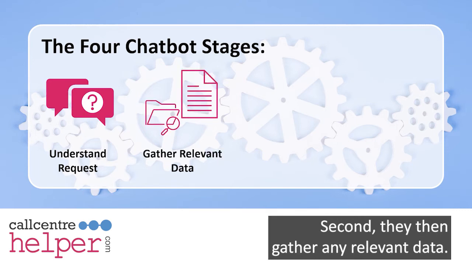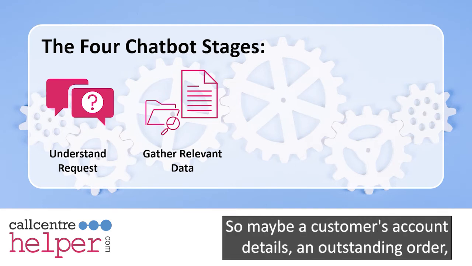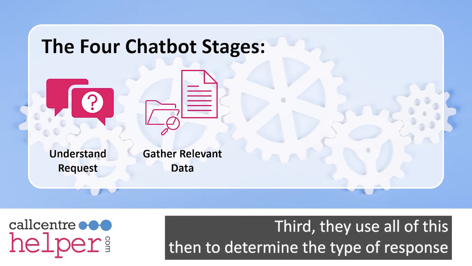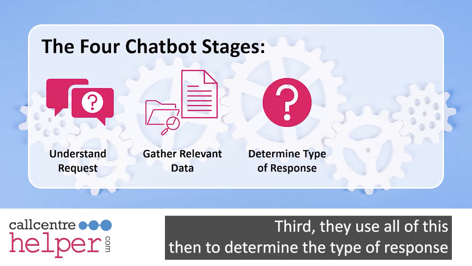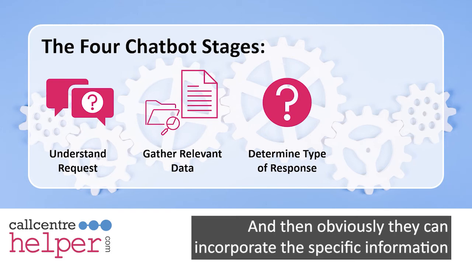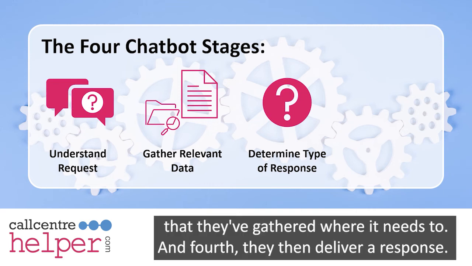Second, they then gather any relevant data. So maybe a customer's account details, an outstanding order, product information, whatever's appropriate to the query. Third, they use all of this to determine the type of response, and they'll typically have a library of options to do that. And then, obviously, they can incorporate the specific information that they've gathered where it needs to.